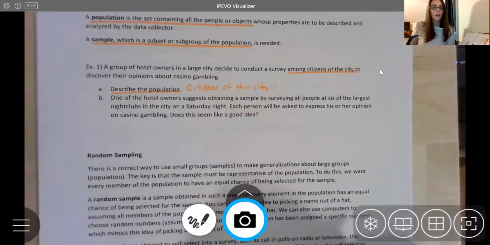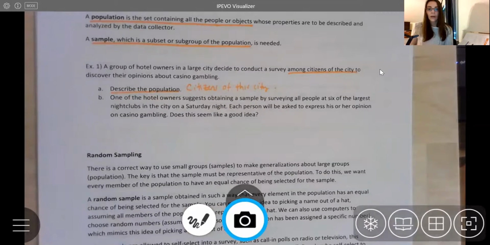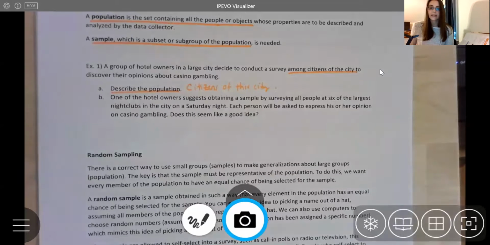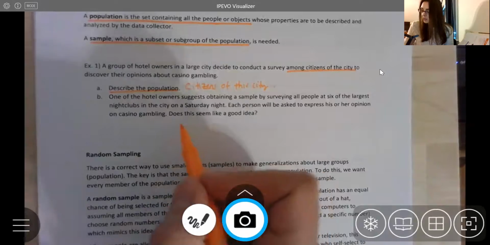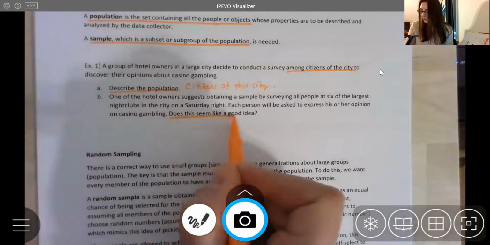Now, one of the hotel owners suggests obtaining a sample by surveying all people at 6 of the largest nightclubs in the city on a Saturday night. Each person will be asked to express his or her opinion on casino gambling. And the question is, does this seem like a good idea?